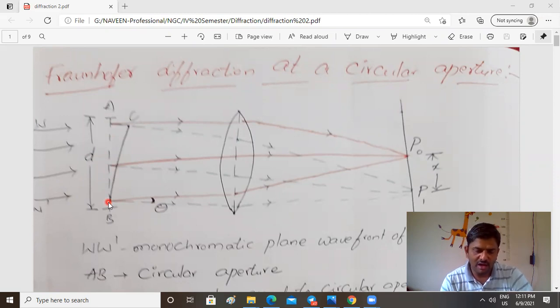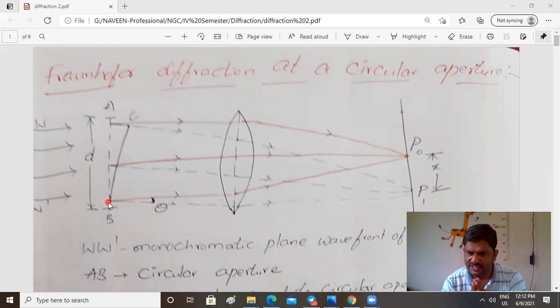Slits are not always parallel lines. In the majority of cases, we see circular apertures, a circular hole in the passage of light. Due to that hole, we observe a diffraction pattern at some distance. Or in other words, while we are using optical instruments, like microscopes or telescopes, binoculars, for magnifying any image, we use lenses, thin convex lenses, concave lenses. We use a set of lenses in the construction of optical instruments.